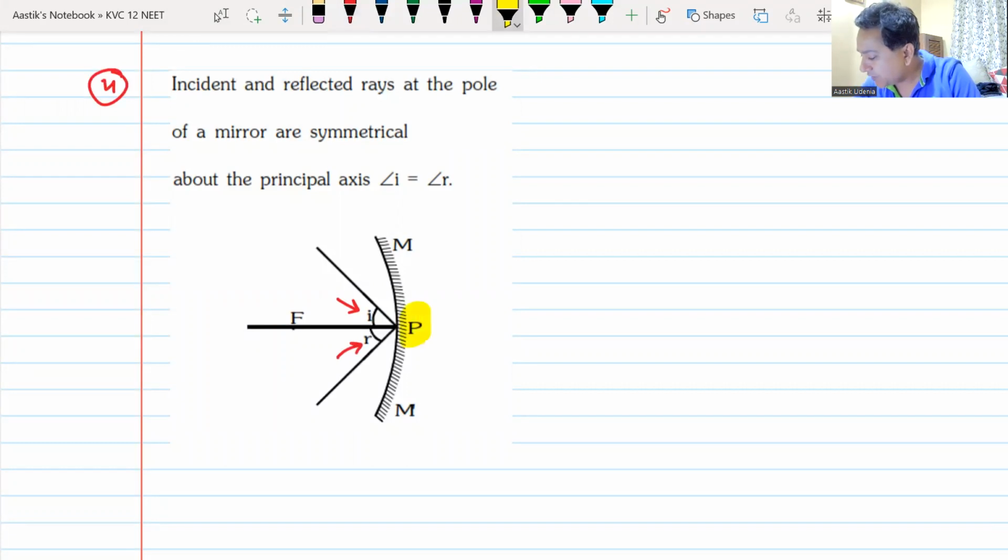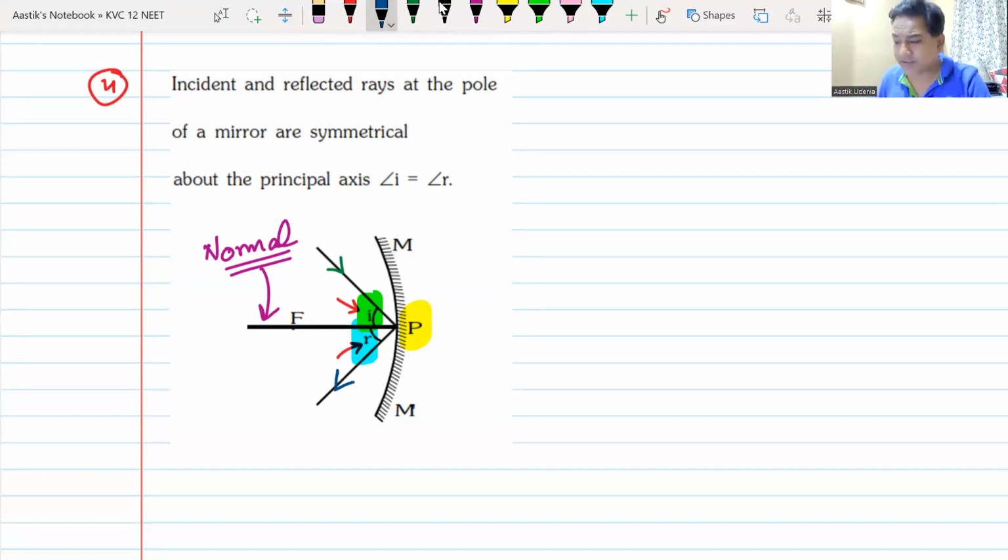which hits the point P. Now when it hits the point P, this is your principal axis. This principal axis becomes the normal, and it is very easy to see that the angle of incidence, the green one, will always be equal to the angle of reflection, the blue one. The green ray is going like this, and the blue ray is going like this.